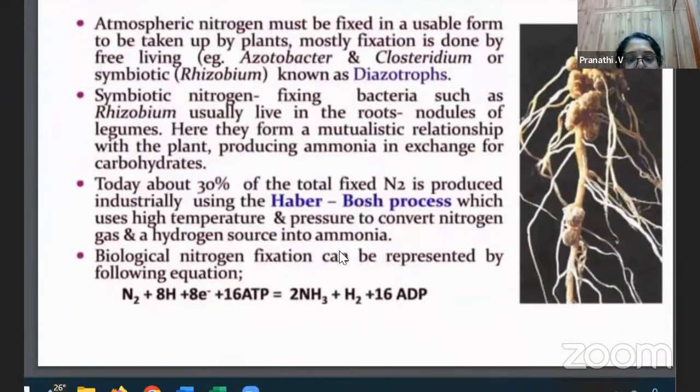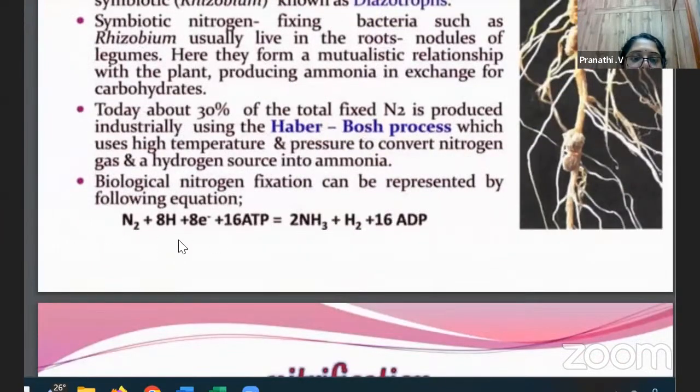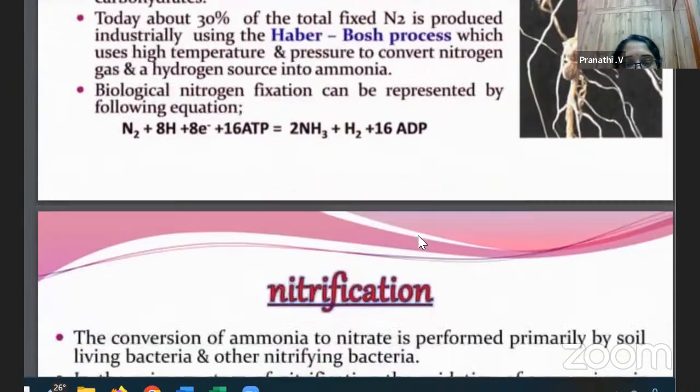So this is the equation that is present in biological nitrogen fixation. Nitrogen plus 8 protons plus 8 electrons plus 16 molecules of ATP gives 2 molecules of ammonia plus hydrogen plus 16 molecules of ADP. 16 ATP gives rise to 16 ADP. This also can be written as half nitrogen plus 4 protons plus 4 electrons plus 8 ATP is equal to 1 molecule of ammonia plus half molecule of hydrogen plus 8 ADP that is being released.